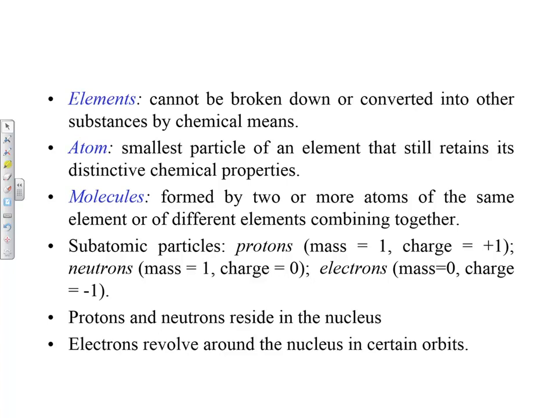And then, of course, in addition to an atom, right, you also have subatomic particles. And here I'm just listing the ones that we need, okay? Like protons, which are the positively charged subatomic particles. They have a mass of 1 and a charge of +1. Neutrons have a mass of 1 and a charge of 0. Electrons have a mass of 0 and a charge of -1, right? And we also know that the protons and the neutrons reside inside the nucleus, while the electrons revolve around the nucleus in certain orbits. Right? You know that from your basic chemistry, right?